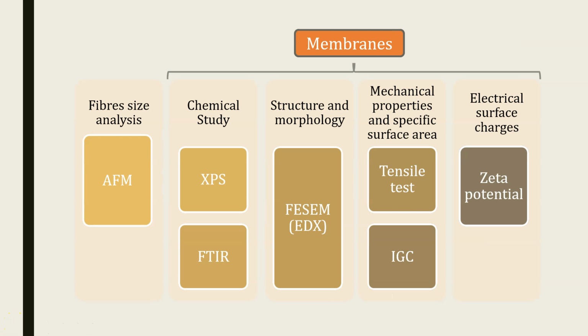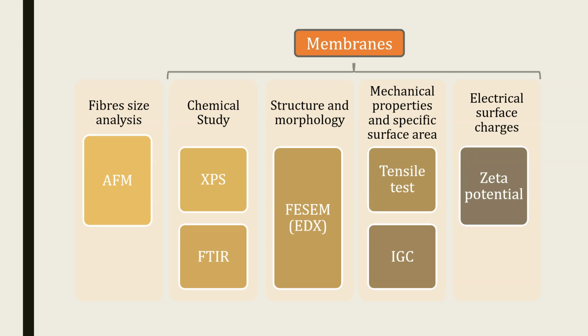To characterize this material, we start with the fiber size analysis through atomic force microscopy. In the case of the membranes, we start with the chemical study through XPS and Fourier transform infrared spectroscopy, the structure and morphology of this material through field emission scanning electron microscopy, and composition through EDX. The mechanical properties and specific surface area are studied through tensile tests and inverse gas chromatography.